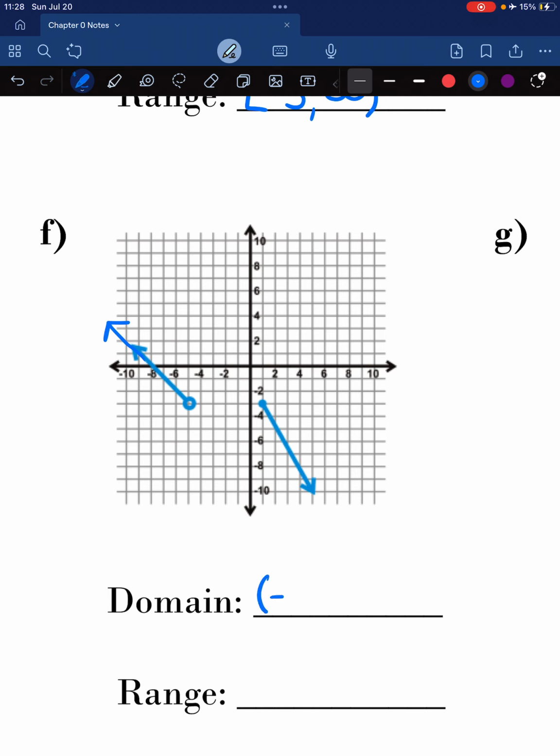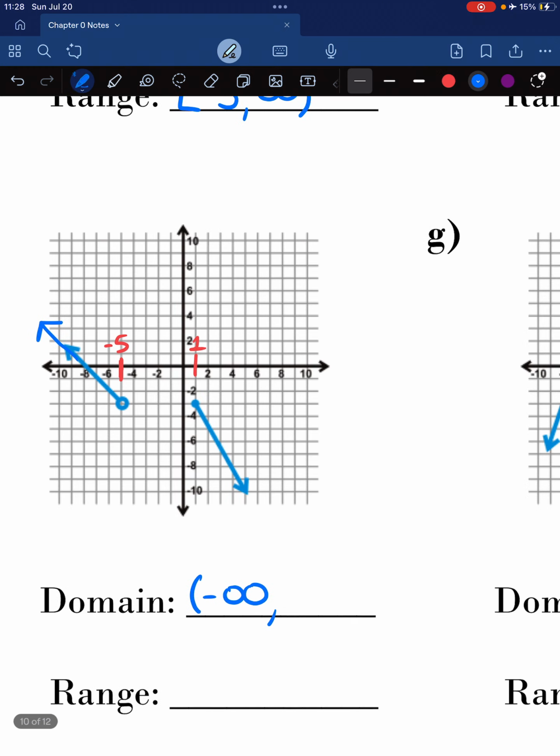Okay, domain. We go off to the left forever, so negative infinity. But this is another piecewise where we have that break in the graph. So we need to be careful from -5 to +1. So we're going to have a split domain again. So -5 has an open dot and 1, 2, but it does go to the right forever, so positive infinity.